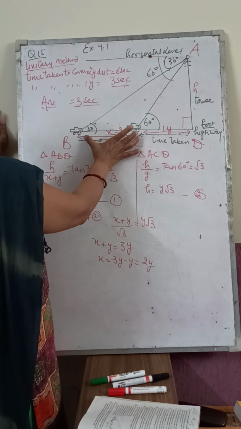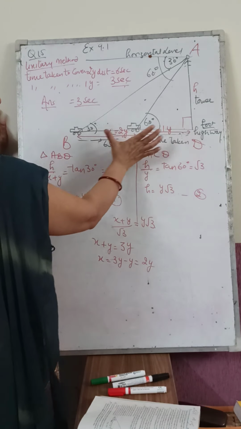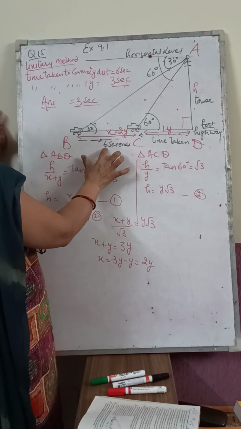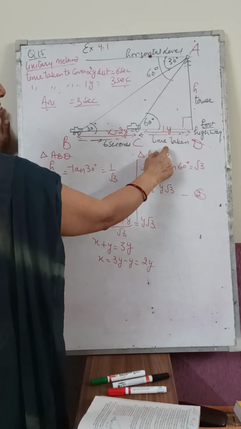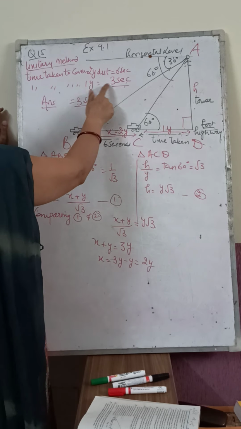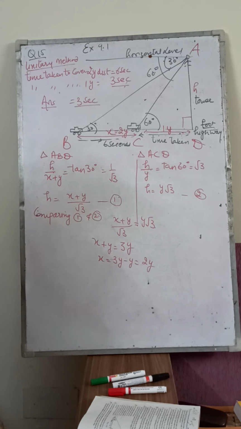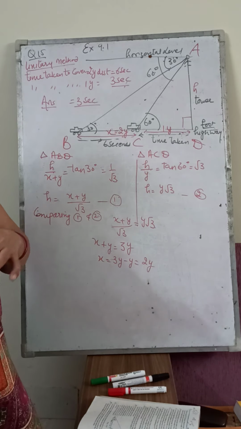Now this is 2y, this is 1y. For 2y distance, time taken is 6 seconds. The 1y distance time will be taken half. Half means 3 seconds. Is it clear? Any doubt?